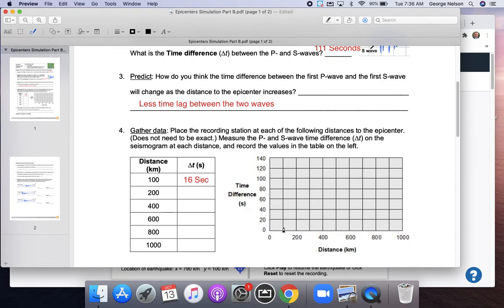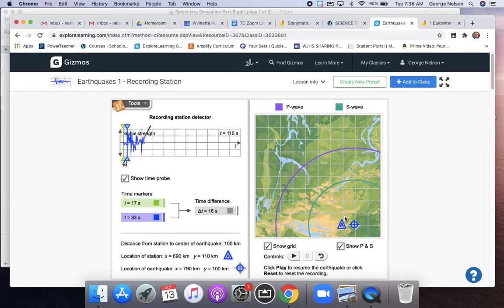It happened at 16 seconds, so I'm going to plot my first point. Okay, 16 would be like right there, if I can write it. Okay, maybe. Yeah, that should work. Just consider that a point. And then do the same thing again, reset. Now make it 200 kilometers.